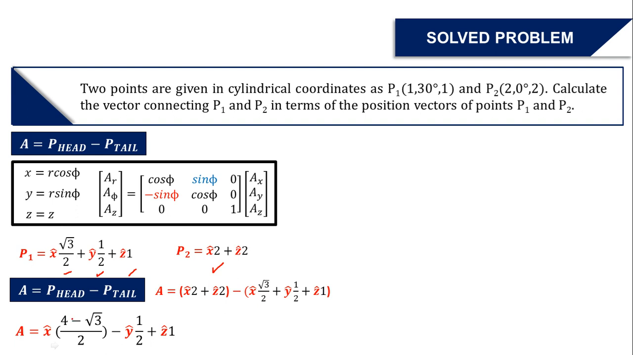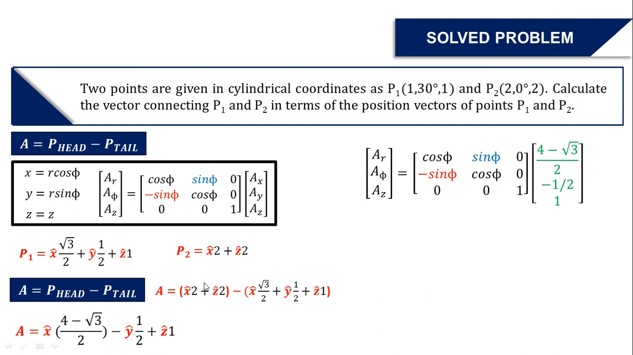No? So, ito for x hat, 4 minus square root of 3 over 2. So, that is the same with 2 plus square root of 3 over 2. Pares lang yan, no? Then, minus y times 1 half plus z 1. Kasi 2 minus 1. Okay? So, ayan.